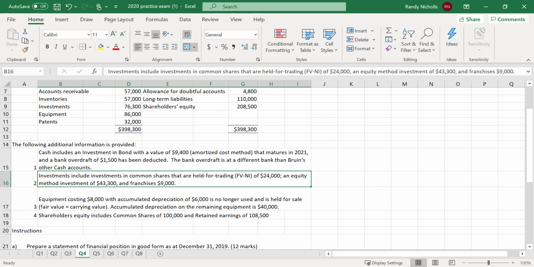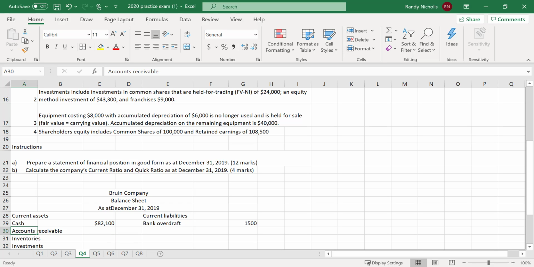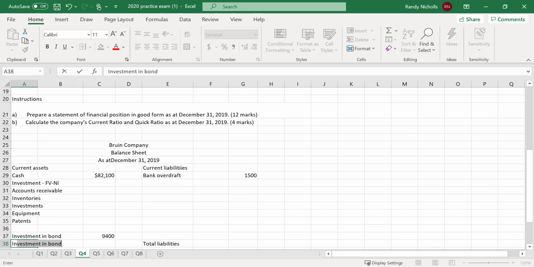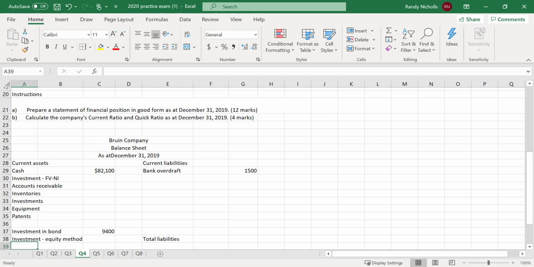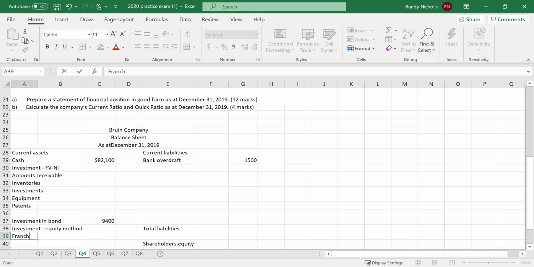Okay. Investments include investments in common shares that are held for trading of $24,000, an equity method of investment of $43,300, and franchises of $9,000. So again, it doesn't have the right stuff in it. We need to figure out what to do with the right stuff. Held for trading is a current asset, and it's always listed right under cash. So investment, fair value, net income. Also have long-term investments. Okay, just to give it a different name. And I have franchises, which is also a long-term asset.